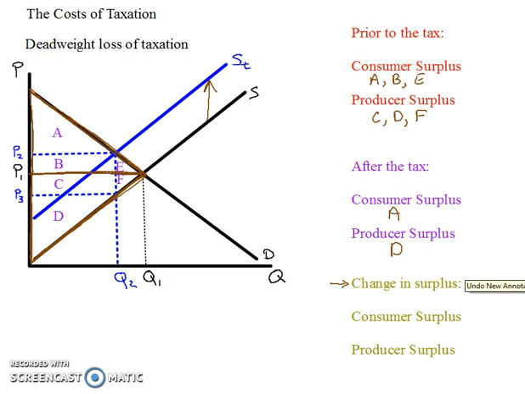So the consumer surplus, they lost area B. Let's just write that again. They lost area B and they lost area E. Okay? They lost these two areas. And then the question is, where did they go? Where did those two areas go?